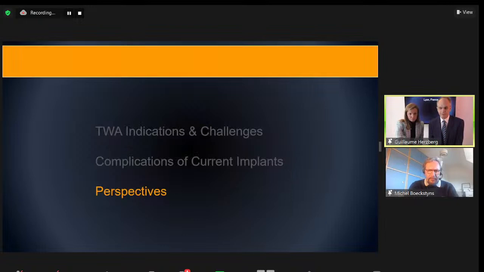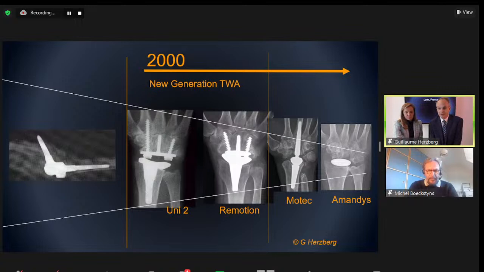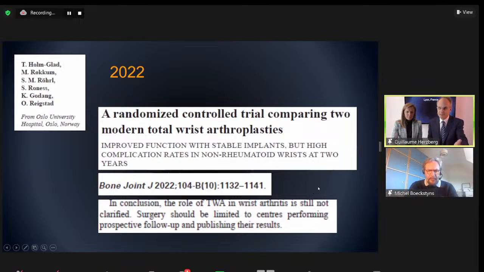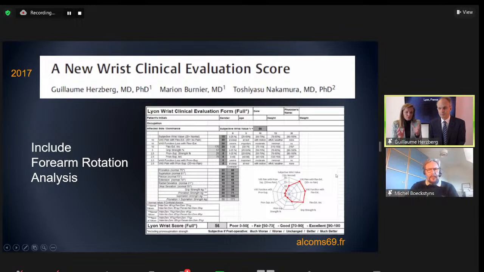So the perspectives, Guillaume. Yes, perspectives. We are now with much better designs than in the past. And I'm sure Professor Talwalkar will comment on that, because you published recently on that. This paper is a really important recent paper about the TWA problem. And we need a true clinical score, clinical evaluation, including the rotation of the forearm in our analysis. We are sorry, because it's the score we created, and it's electronic. It's available on our website. We are sorry to promote that, but it's very important to include the forearm rotation in the analysis of any TWA.